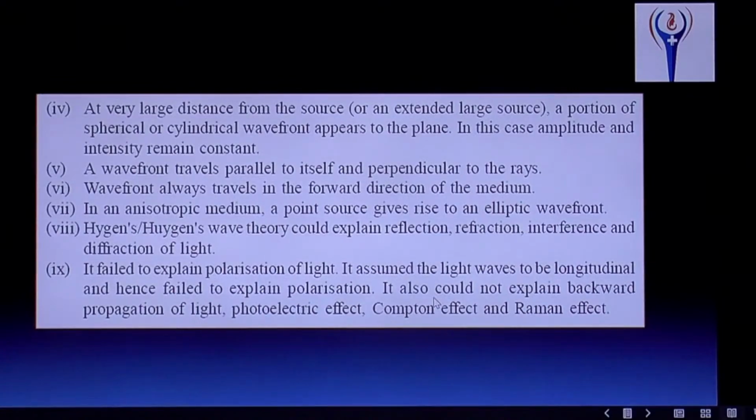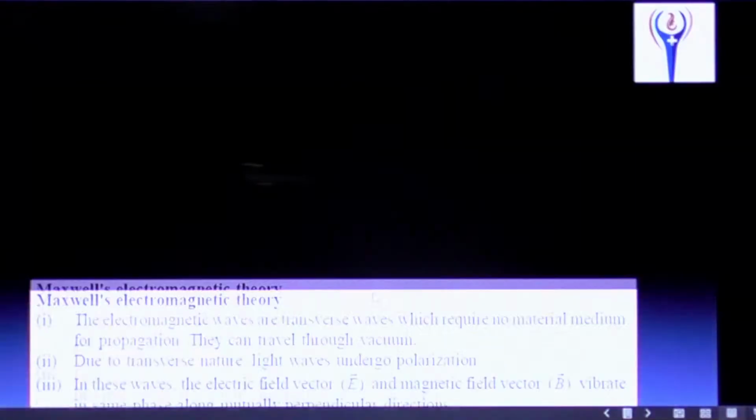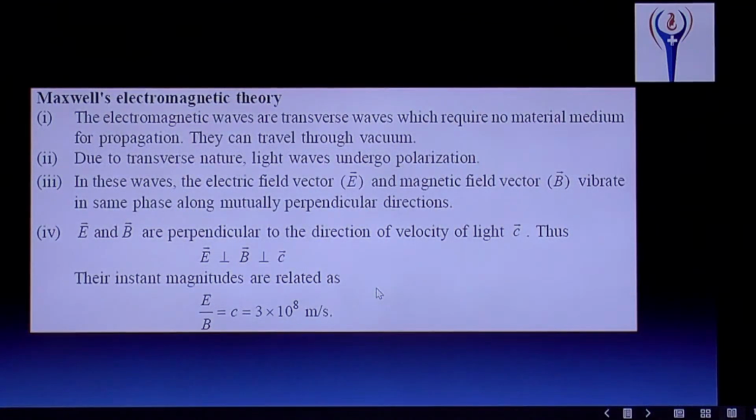Next is the electromagnetic theory proposed by Maxwell. Electromagnetic waves are transverse waves. What is a transverse wave? The particles of the medium vibrate perpendicular to the direction of propagation of the wave. In longitudinal waves, the particles of the medium vibrate parallel to the direction of propagation of the wave. Electromagnetic waves are transverse in nature, require no material medium for propagation, and can travel even through vacuum.